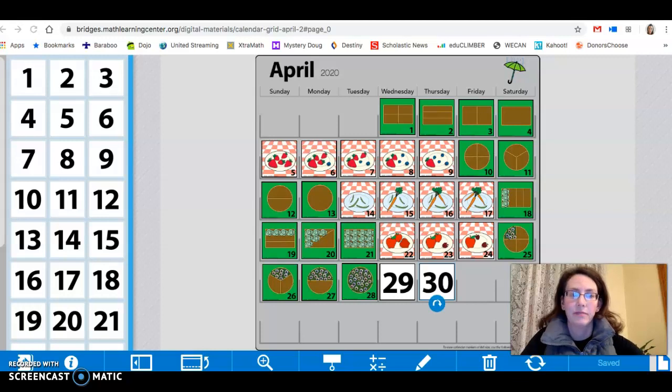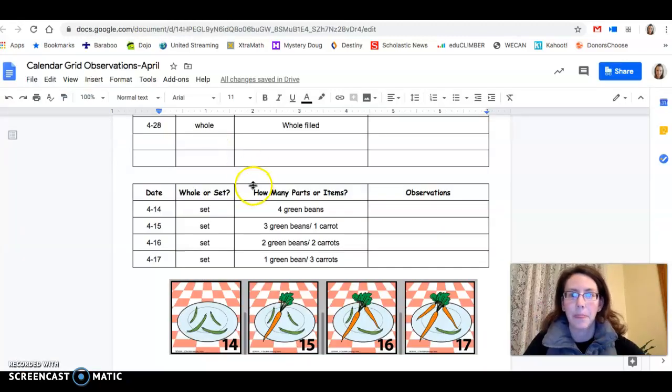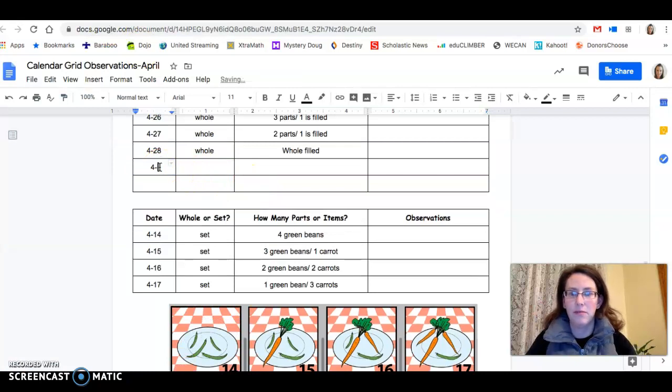Give it a check. Okay, so let's go ahead and flip that card to see what's on our second to last card of April. Oh, new vegetable. Okay, let's go to our observation chart and fill that in. Looks like we have 2 ears of corn. I'm going to try to keep that in my brain here so I can fill in my grid. So today is 4-29. We're back to a set. And we have 2 corn on the plate. So that's how many parts we have. We have 2 parts and they're both corn.